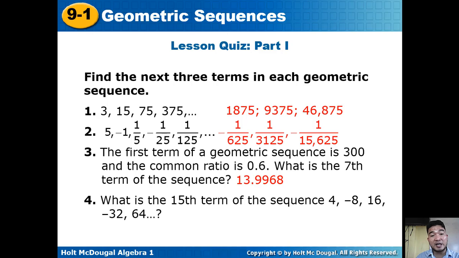For number 4, what is the 15th term of the sequence? 4, negative 8, 16, negative 32, and 64. So our common ratio here is negative 2, since negative 8 by 4 is negative 2. And then using those variables, substitute all those into our formula to get the 15th term. And that is equal to 65,536. How many points do you got?